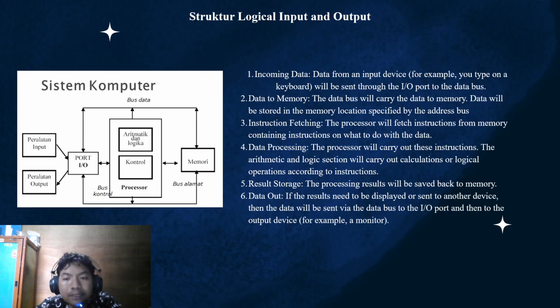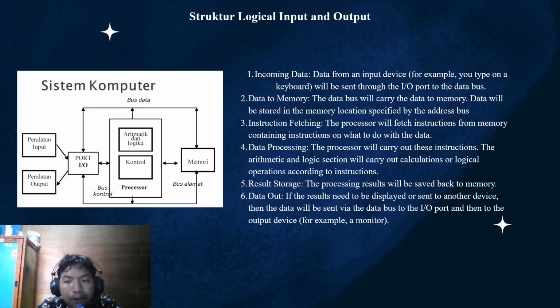Data from an input device, for example, you type on a keyboard, will be sent through the I/O port to the data bus. Second, I will explain about data to memory. The data bus will carry the data to memory. Data will be stored in the memory location specified by the address bus. Three, I will explain about the instruction fetching.